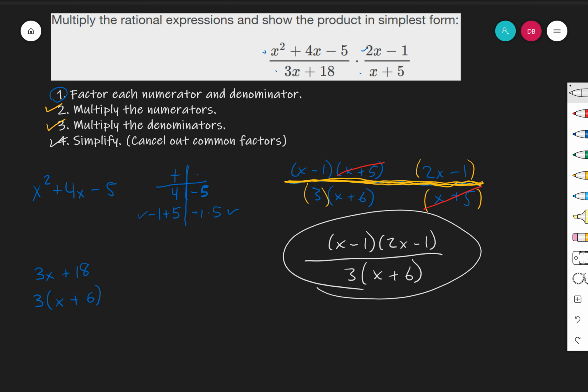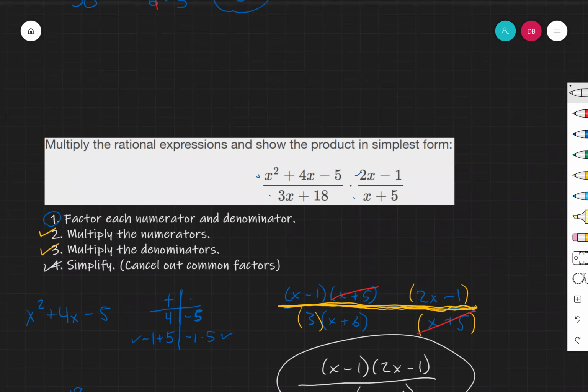This one didn't say to name any excluded values. But if it did, we would just set both denominators equal to 0. So we'd set 3x plus 18 equal to 0 and solve, and we'd set x plus 5 equal to 0 and solve. Hopefully that makes sense.